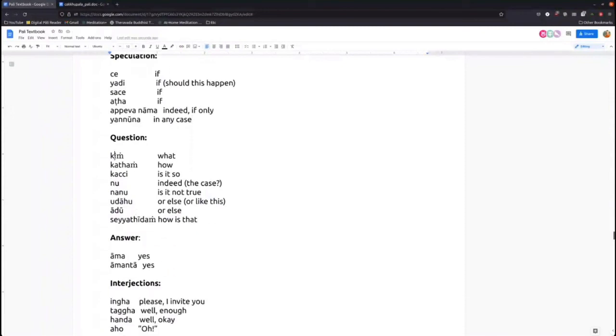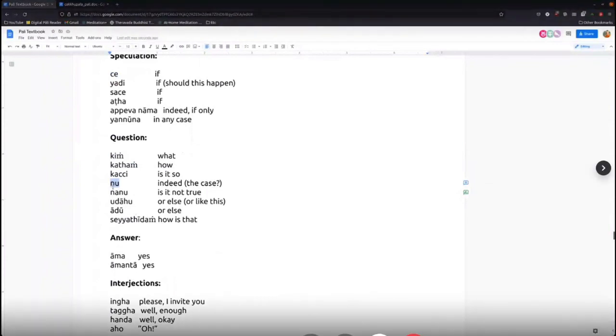All right, here's the question. So kiṃ what, kathaṃ how, kacci, is it? So you might put kacci at the beginning and say kacci one thing, or kacci another thing. Is it the case that, and so on. Nu comes like ce, after the first word. Like you might say atthi nu. Atthi means it is. And then you turn it into a question by saying atthi nu, like is it? Is it indeed the case that?